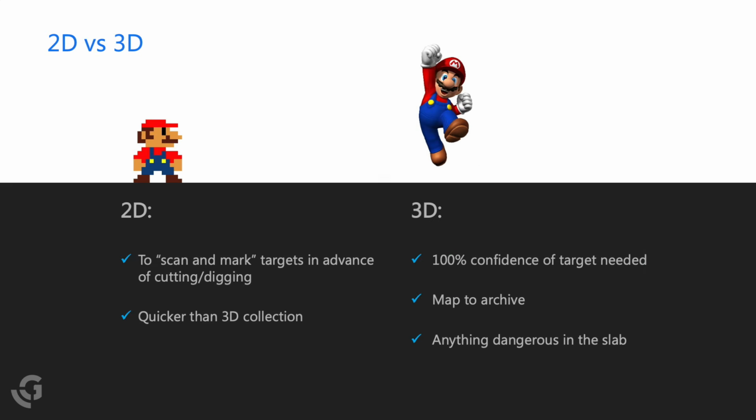2D versus 3D. 2D data collection is simply scanning and marking the surface based on interpretations on your screen. It's quick and allows a map on the surface indicating the direction and orientation of any subsurface targets. If more information is required, 3D can help map and archive and indicate anything dangerous in the slab.